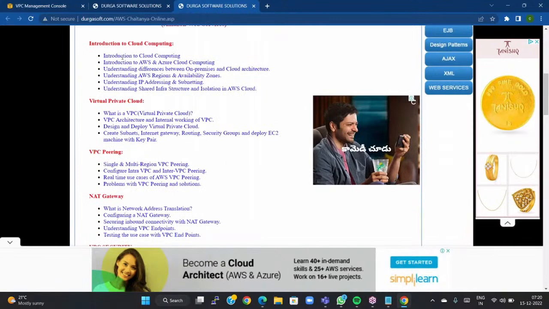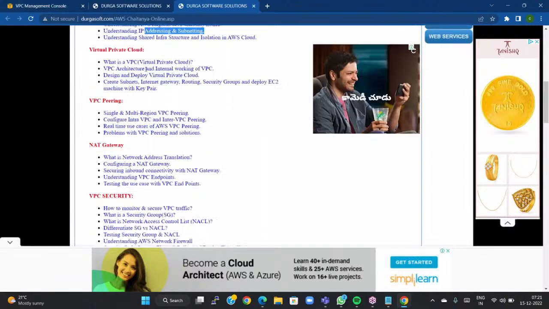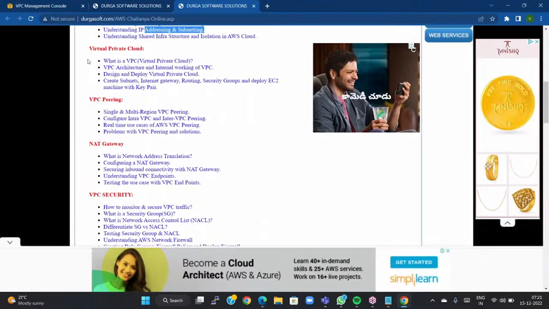See here, the first one is introduction to cloud. What is meant by cloud, why we need the cloud, and what is the necessity of data centers. What is meant by a data center, and after that we are going to learn about AWS regions and availability zones, and understanding IP addressing and subnetting. I already told you about the networking concept. You will come to know about IP addressing and subnetting, and after that we will dive back into the VPC, that is, virtual private cloud.